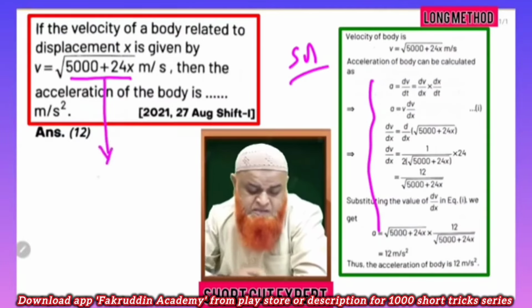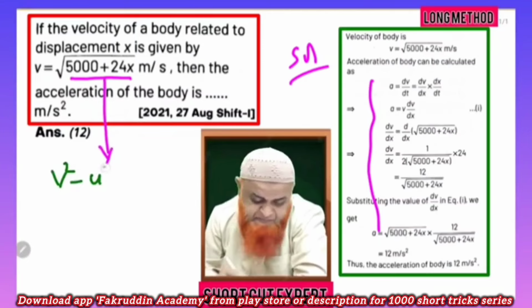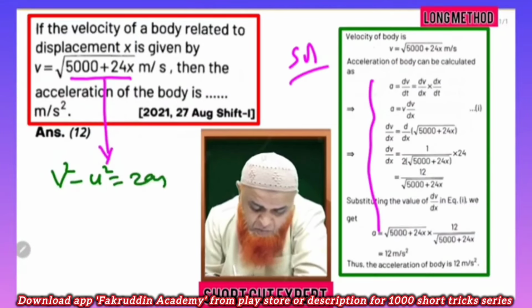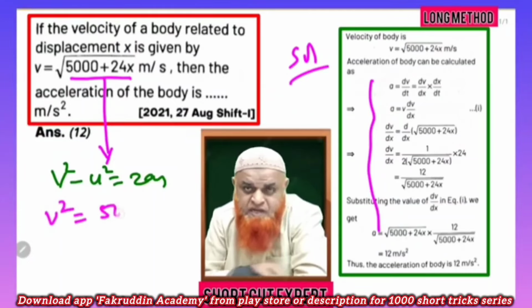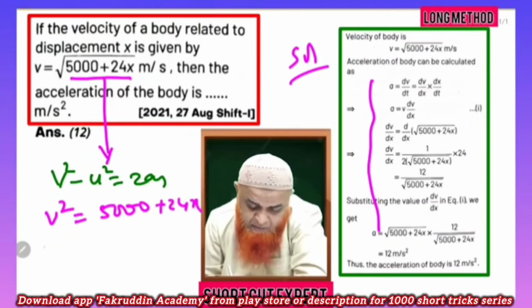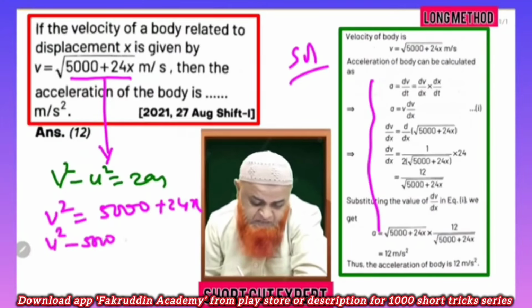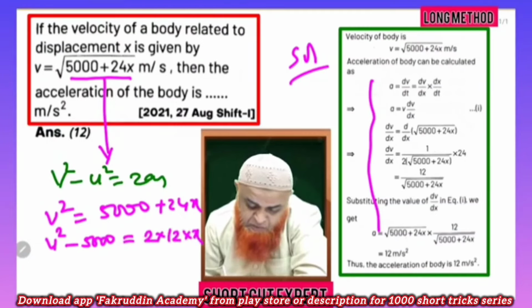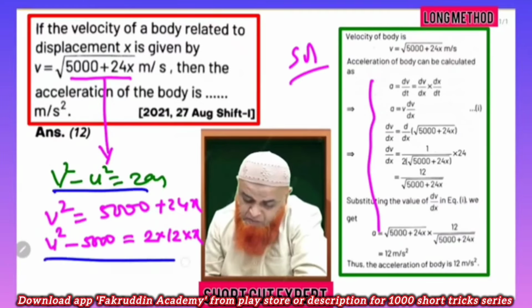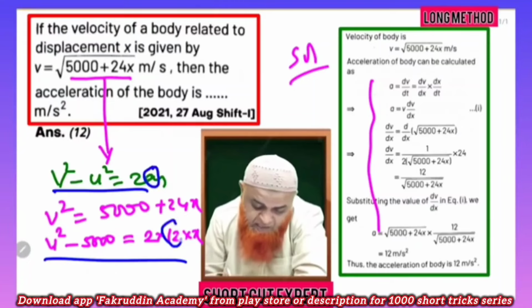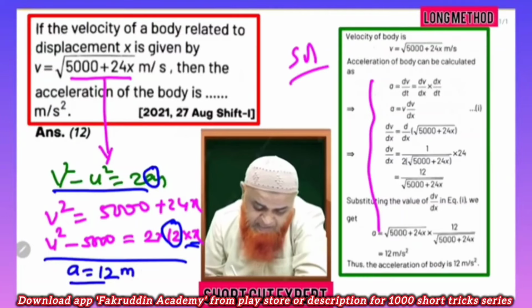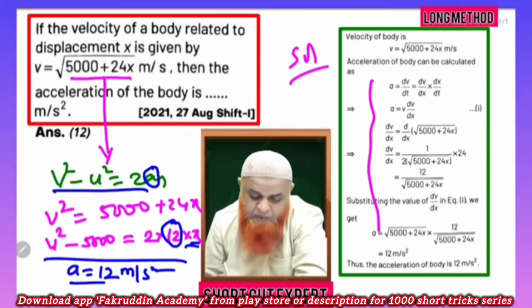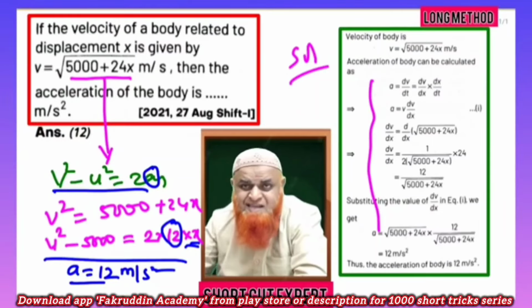Okay, so what I am going to do here is, you just write this equation like v square minus u square is equal to 2as. So convert the above equation like this. You just square on both sides. Then you will be getting 500 plus 24x. So I can just write this as v square minus 5000 is equal to 2 into 12 into x. You can just compare these two equations now. Here acceleration is there, here acceleration is there. Instead of displacement, here x is there. So directly you can write acceleration as 12 meter per second square. Is it not a super simple method instead of following all these integrations and differentiation?